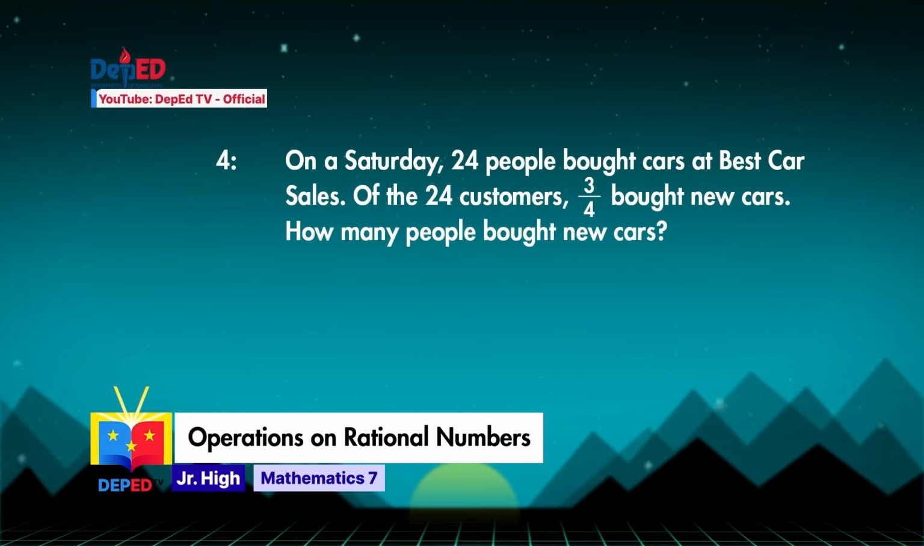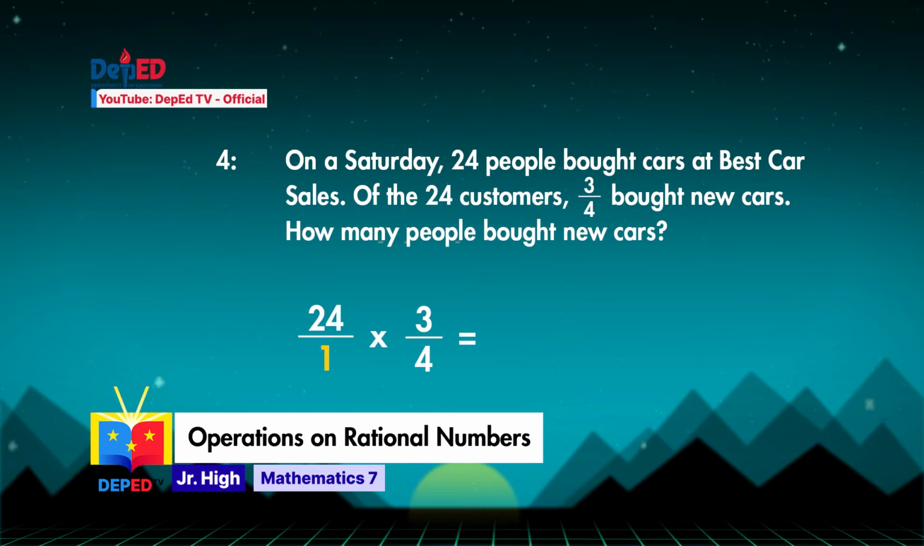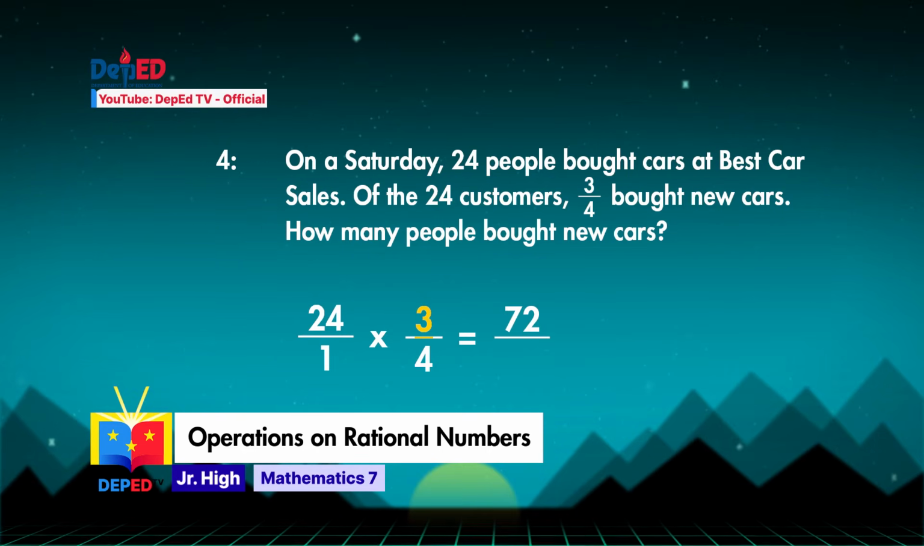Number 4. To get the number of people who bought new cars, we are going to multiply 24 by 3/4. The denominator of a whole number is 1. So that is 24 times 3 is 72, and 1 times 4 is 4. We have 72 over 4. In lowest term, that is 18.